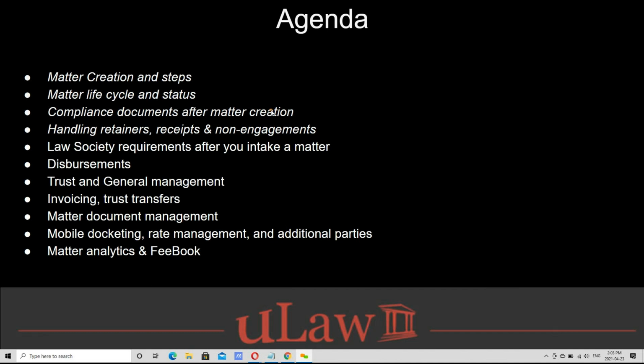But we're going to talk about matter creation and steps, and a typical life cycle of a matter, which may differ based on the area of practice, the nature and the scope of the matter itself, and the type of client. There are many factors that determine the life cycle and the status of a matter. And we'll definitely dive into the compliance documents that are related to file management.